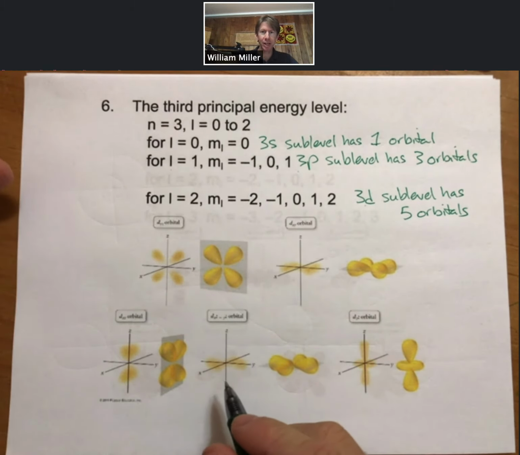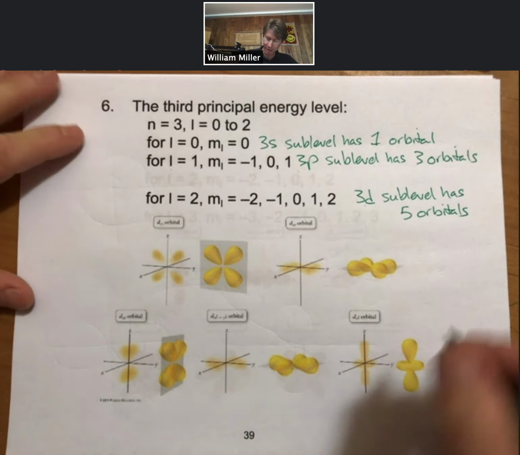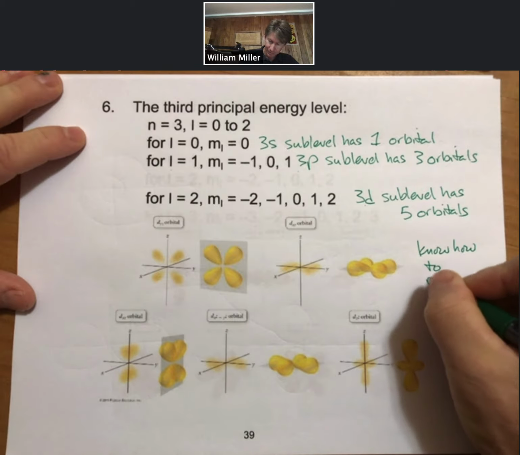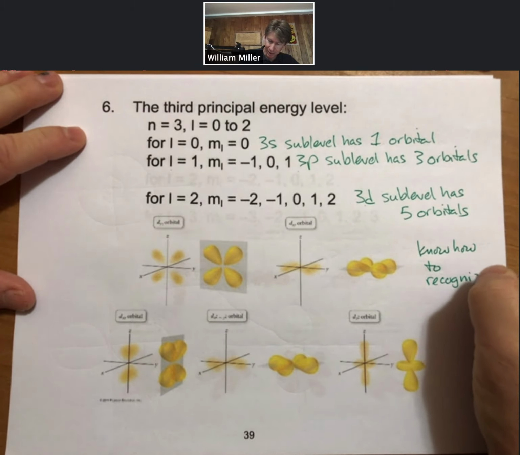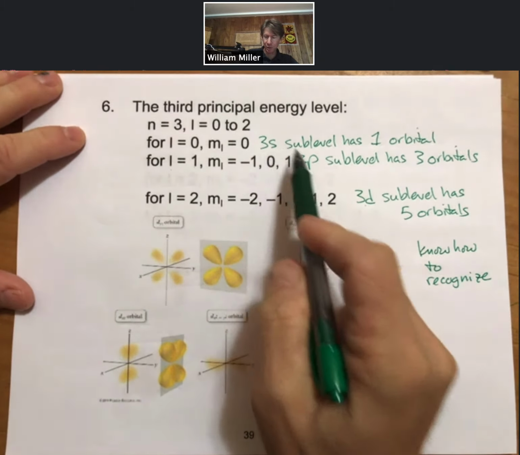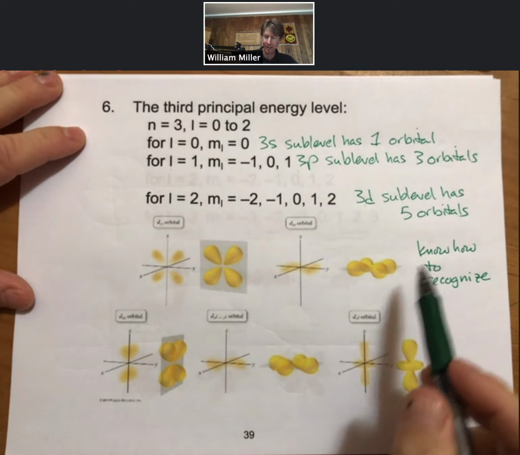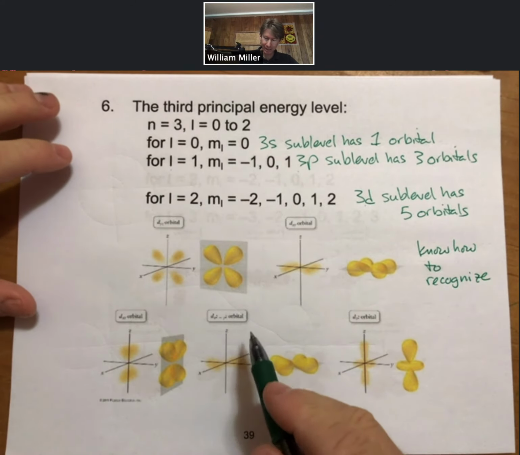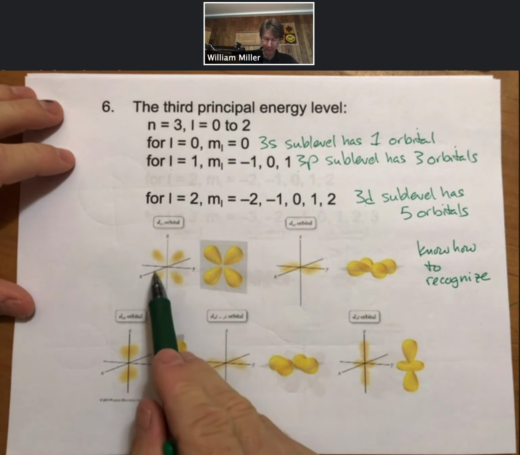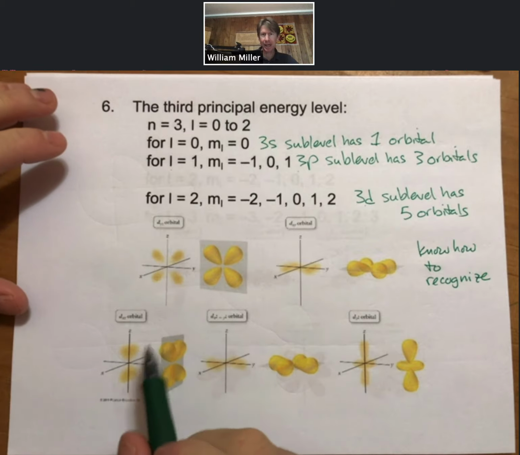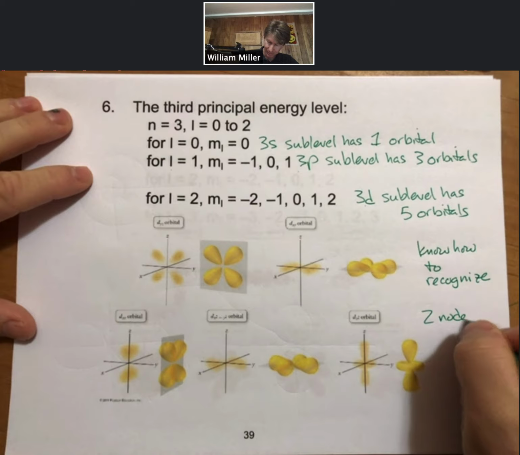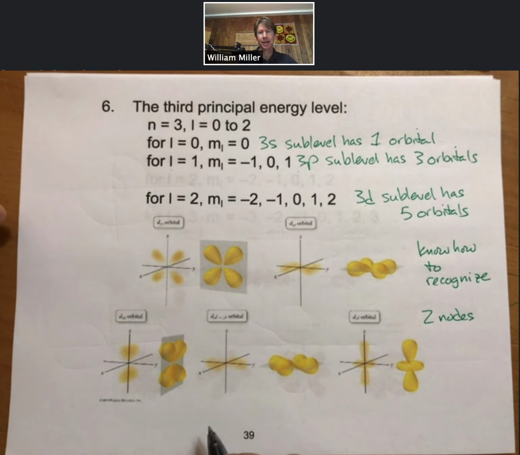And you don't have to know how to draw these. You do have to know how to recognize them, and really tell them apart from the s orbitals, the p orbitals, and the f orbitals, which are coming up. And then I guess the one other thing I'll say is that each d orbital has 2 nodes. And the shapes are just getting more complex.